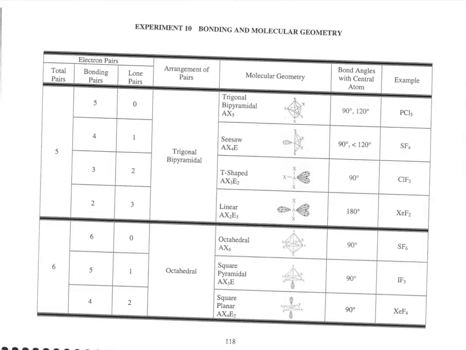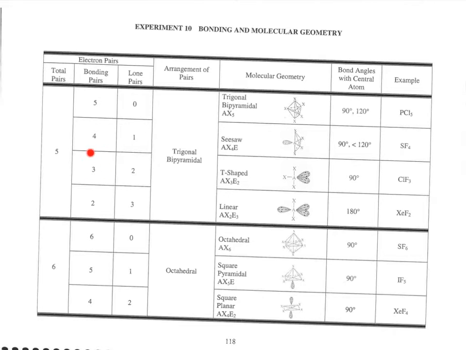But when we have 4 bonding pairs and 1 lone pair, the lone pair is better put at the central plane because it's less crowded compared to the terminal position. So this structure is called seesaw or distorted tetrahedron geometry. The bond angles are about 90 degrees and less than 120 degrees. An example is sulfur tetrafluoride.